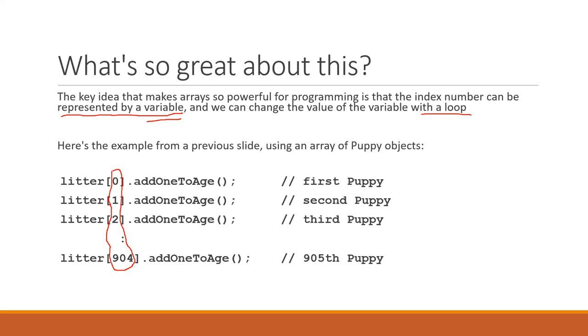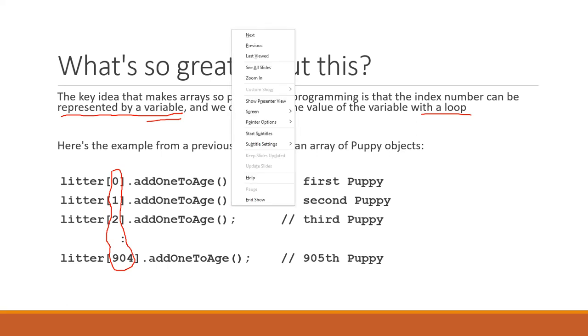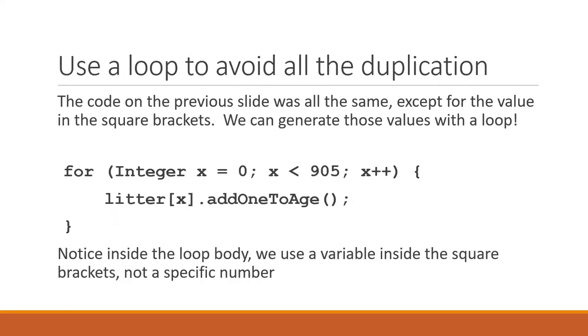And so if I would use a variable to represent that value, I could start the value at 0, and every time through the loop, the value goes up by 1, and I could keep going as long as the value is less than the number of elements in the array, as long as it's less than 905 in this case. So that's what's so great about using arrays: we can combine them with loops, and instead of 905 statements to add 1 to all the elements of the litter, I can do that in a program with 3 lines.